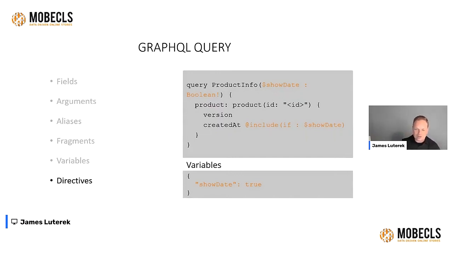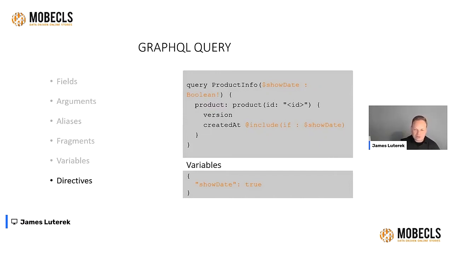If there are any other JavaScript programmers watching, it's worth calling out that everything in GraphQL is actually typed. So you can see that showDate variable is marked as a Boolean. And the exclamation point in that syntax means that it's a required item for passing into that query.